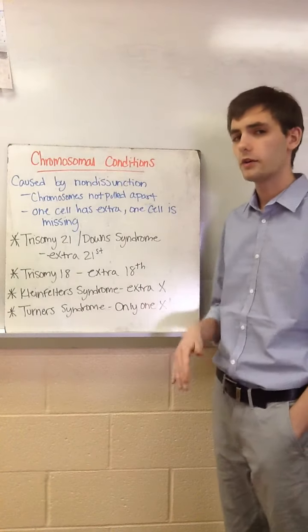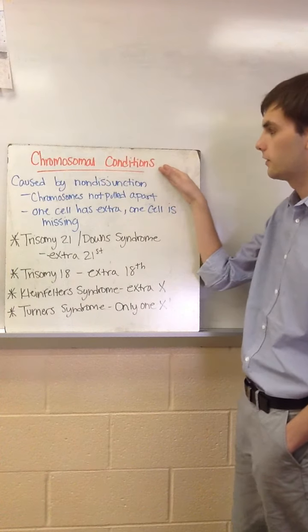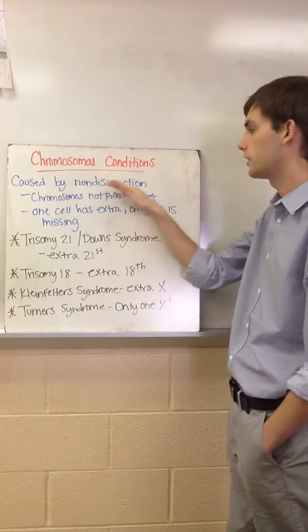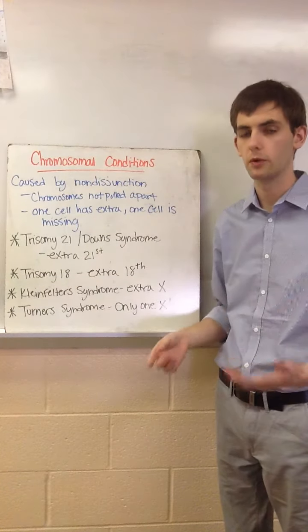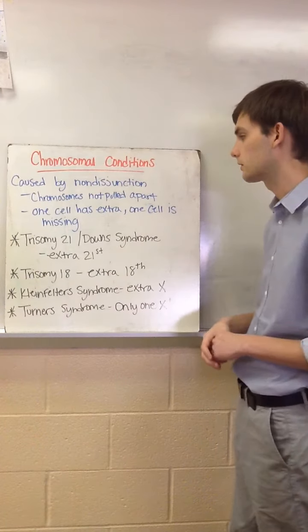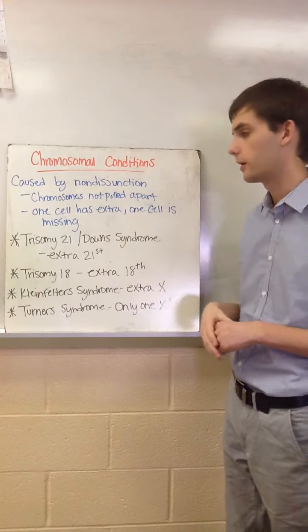The opposite of autosomal conditions would be chromosomal conditions. And these are conditions which will be caused by non-disjunction. And non-disjunction is when chromosomes don't get pulled apart properly in meiosis. So one cell will end up having an extra chromosome, and one cell will end up missing.